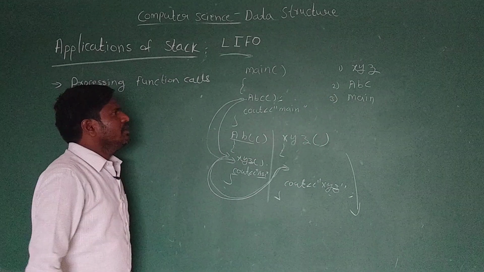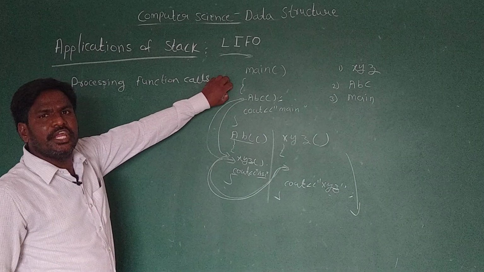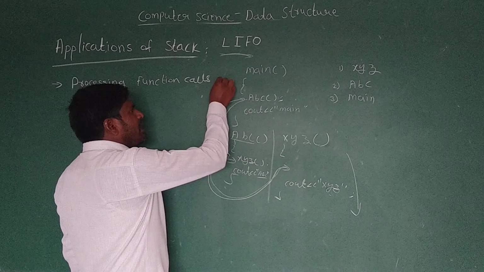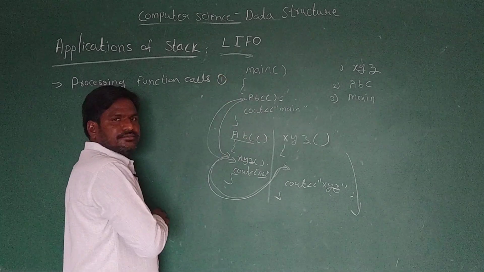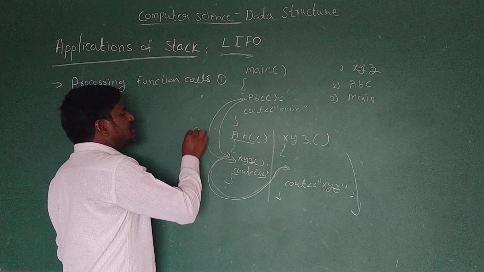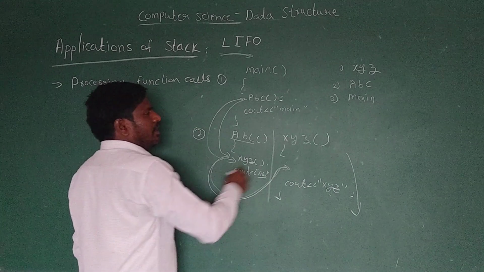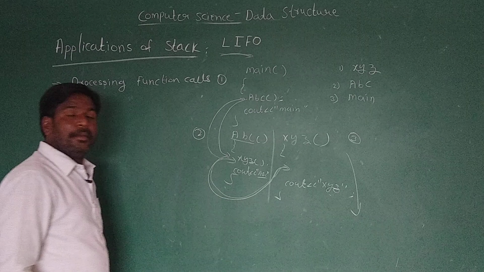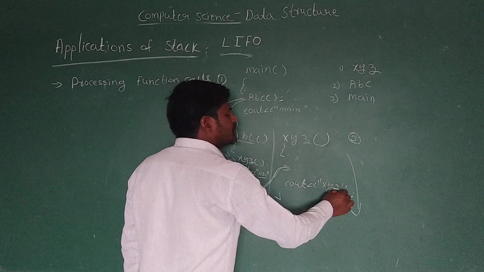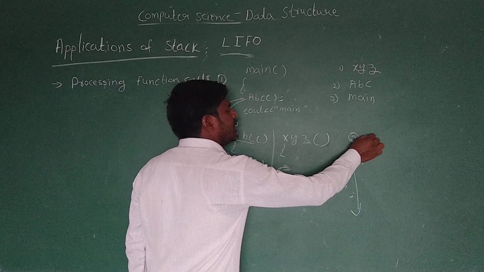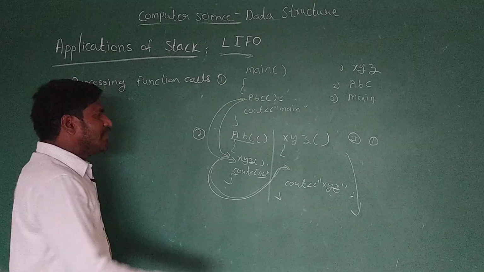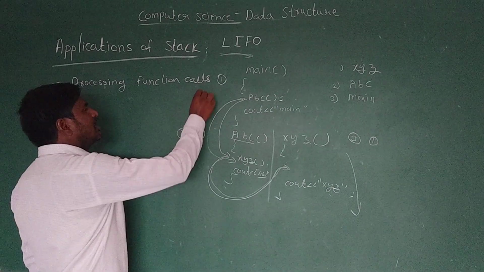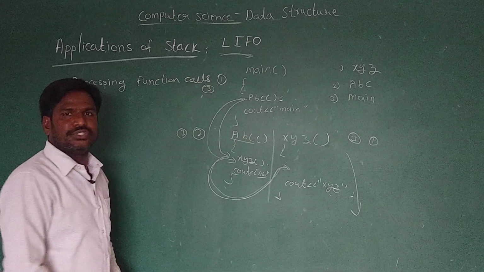Here actually the main function is invoked first. The ABC function is invoked second. The XYZ function is invoked third. But the XYZ function execution completes first. After that, the ABC function completes. After that, the main function completes.